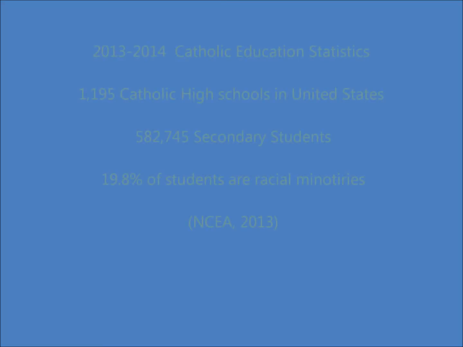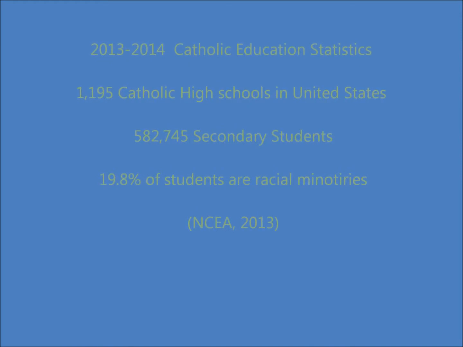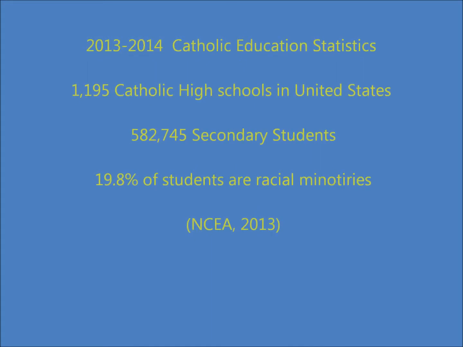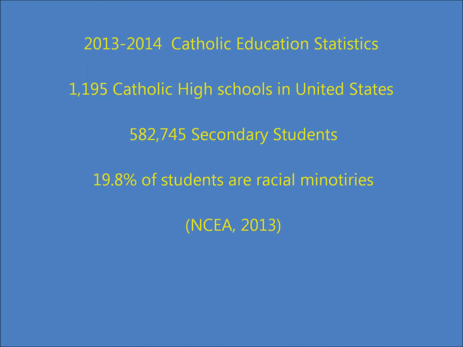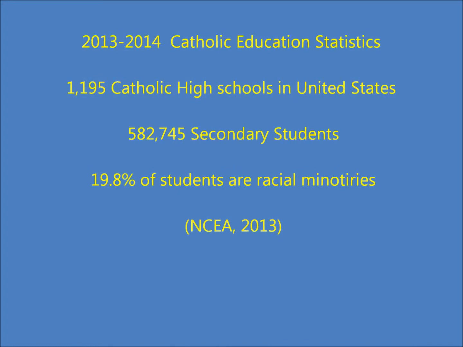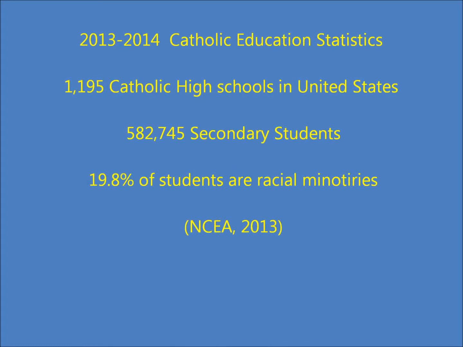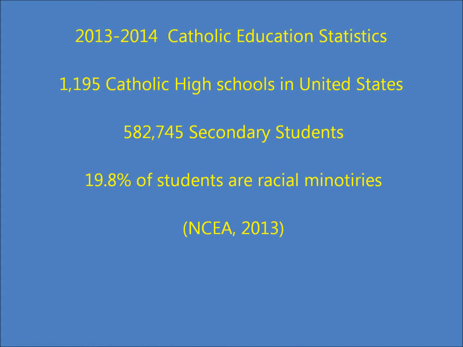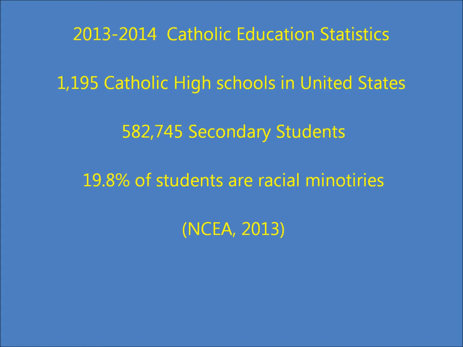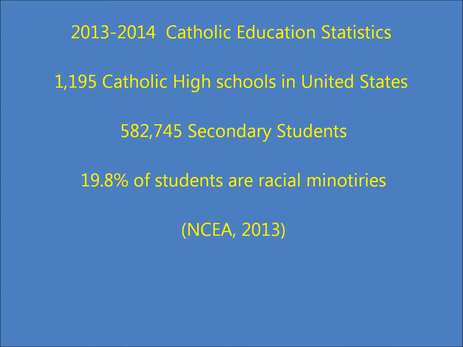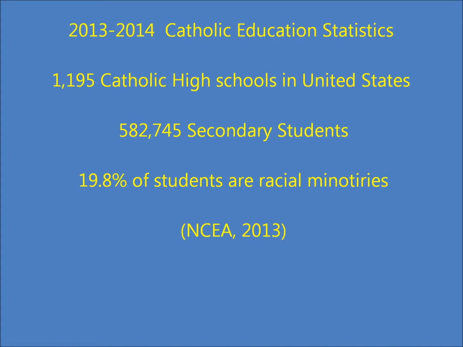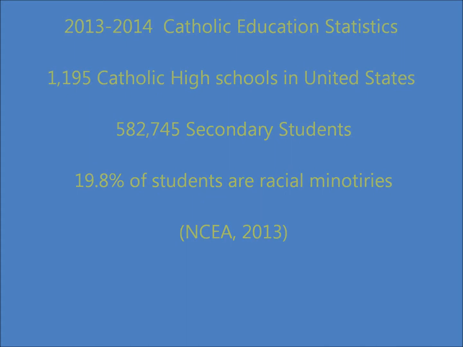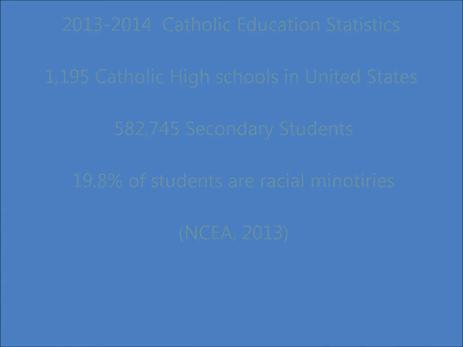During the 2013 and 2014 school year, there were 1,195 Catholic high schools in the United States. These high schools provided an education for 582,745 secondary students, with 19.8% of those students being racial minorities. Catholic high schools provide a fundamental education for students, and they take a lot of the burden off of local public schools. These schools, while often receiving less attention in the news media for curriculums and parent board meetings, provide an essential function of educating up to 20% of America's students.